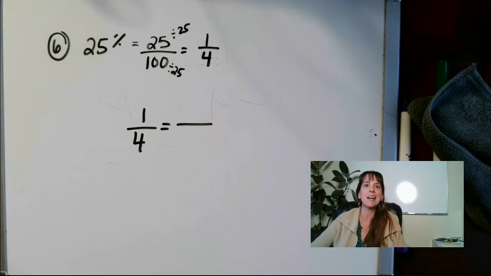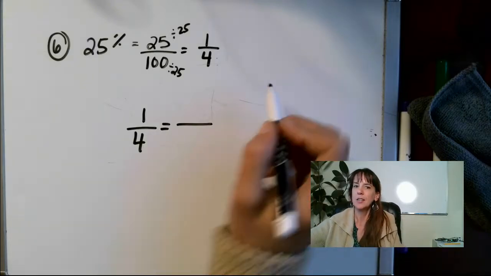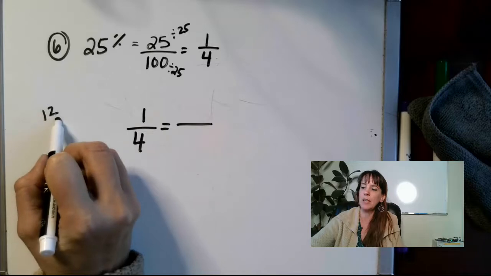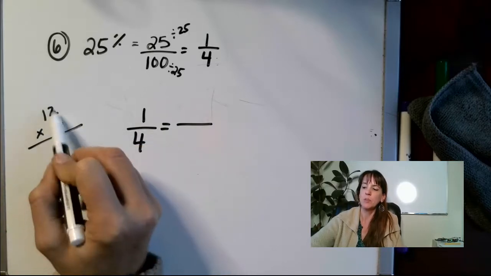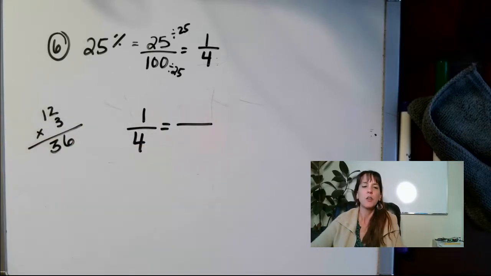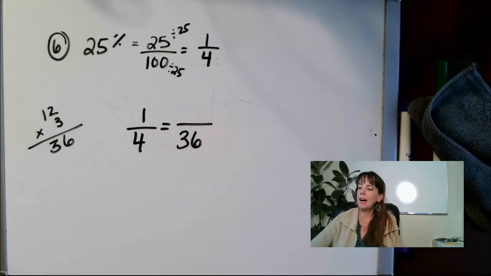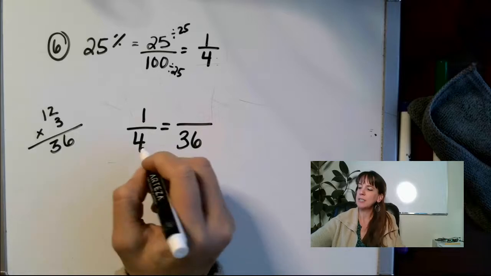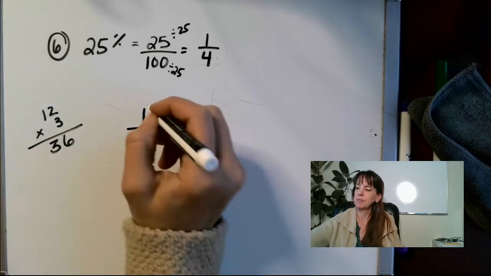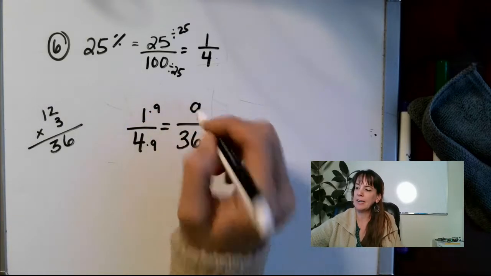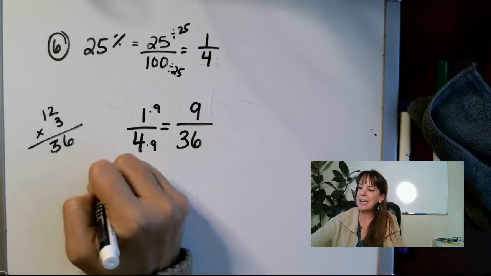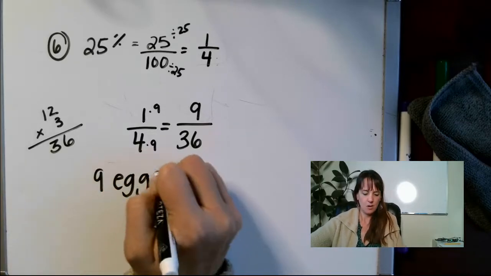3 dozen. A dozen is 12, right? So let's do some side work here. 12, and we had 3 of them, right? So we take this, we get 36. So 36 eggs. Okay. What do I need to multiply 4 by to get 36? 9. Multiply that by 9, I get 9. So 9 eggs were cracked.